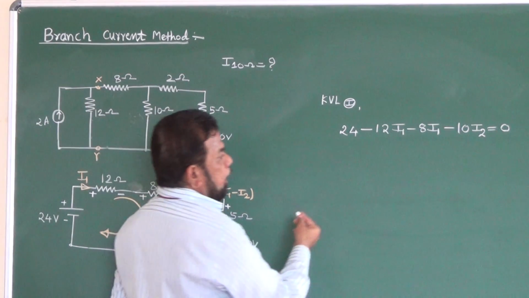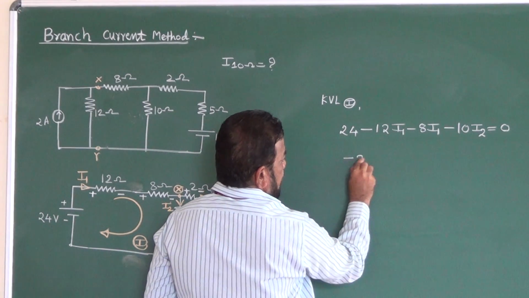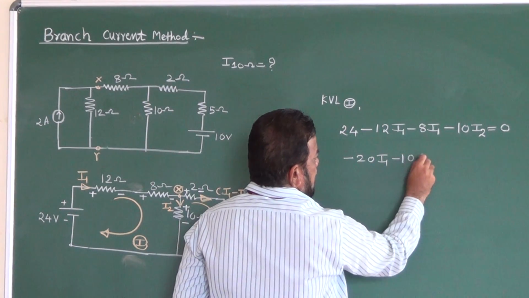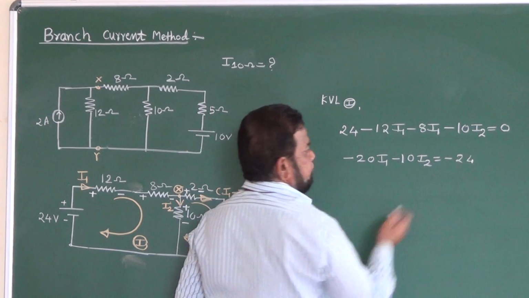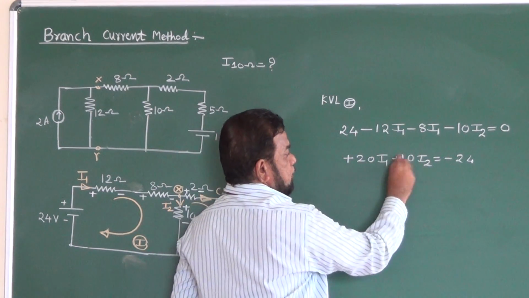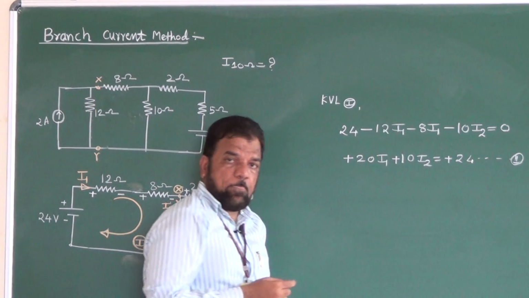So if you simplify, this comes minus 12 I1 minus 8 I1, so it is minus 20 I1 minus 10 I2, that is equal to minus 24. Now since everywhere there is negative sign, I can make the signs like this one, and I will take this to be equation number 1.